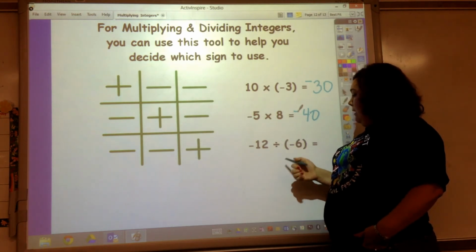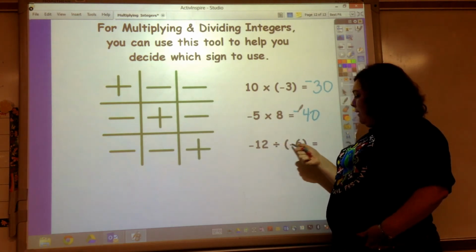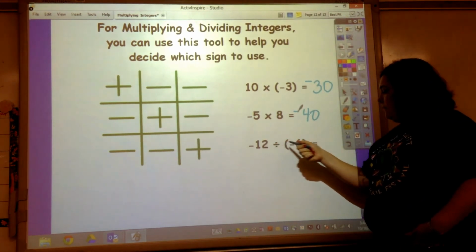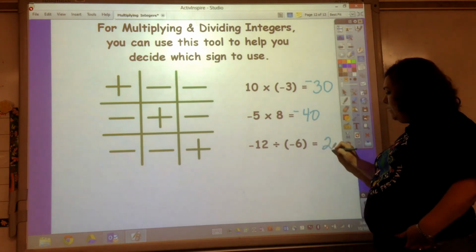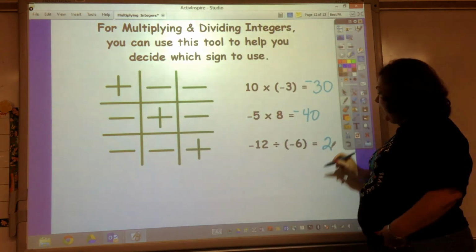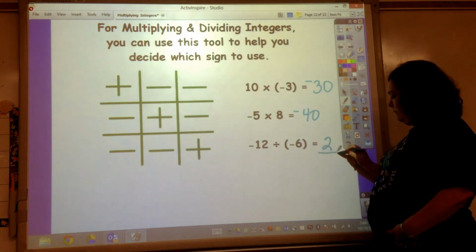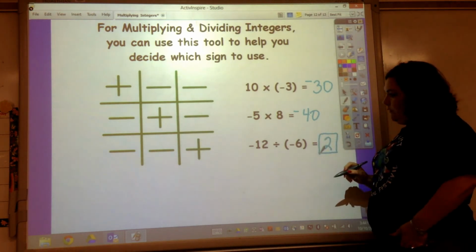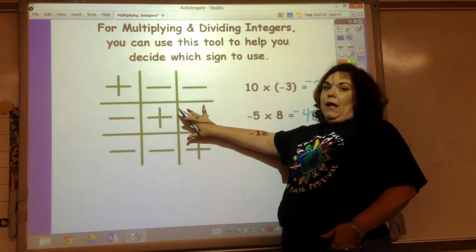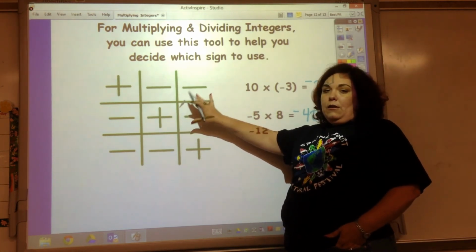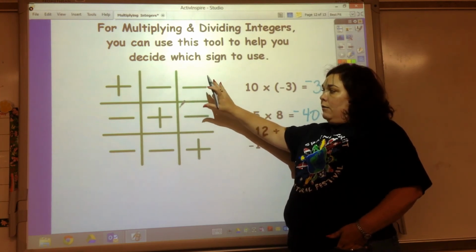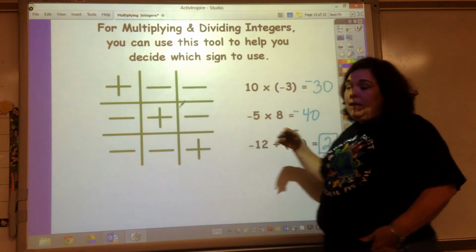And then a negative divided by a negative, so 12 divided by 6 is 2. And then we've got a negative, negative, so my answer is positive. So it's just positive 2. So that's the way this works as a little helpful hint tool to let you know when multiplying and dividing what the sign is going to be.